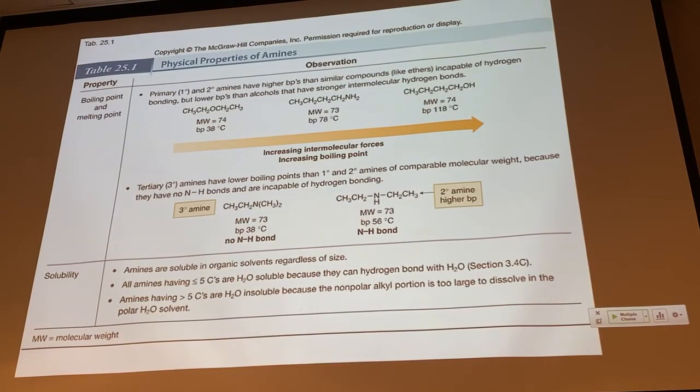So a couple consequences of this. One we see right here. Tertiary amines have significantly lower boiling points than secondary or primary amines of similar size and shape. Here we have two constitutional isomers. The tertiary amine has a much lower boiling point than the secondary amine due to no hydrogen bonding here.